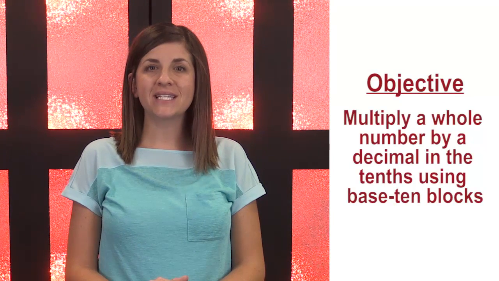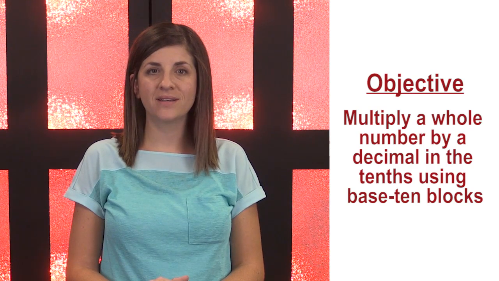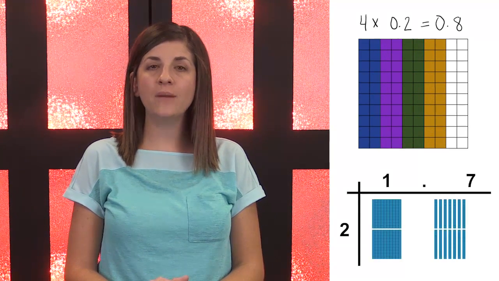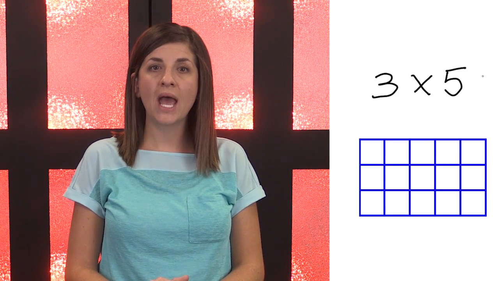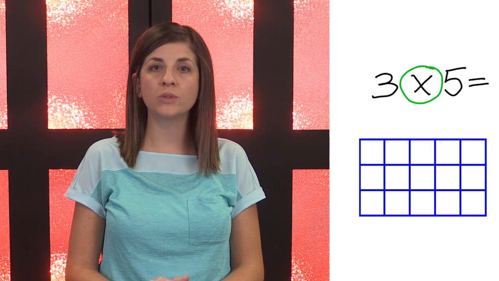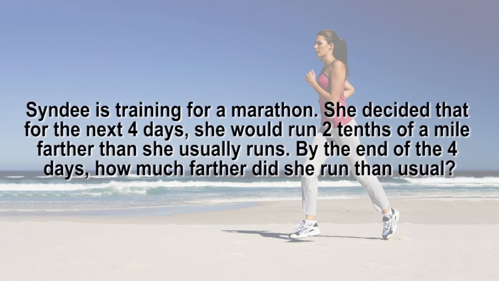The objective of this lesson is to multiply a whole number by a decimal in the tens using base 10 blocks. In a previous lesson, students learned how to multiply whole numbers by a decimal in the tens using hundreds grids. This lesson uses an array mat and base 10 blocks as another method to solve whole numbers multiplied by a decimal in the tens. In previous lessons, students have also learned how to solve whole number by whole number multiplication problems using arrays. Let's start with our first problem.